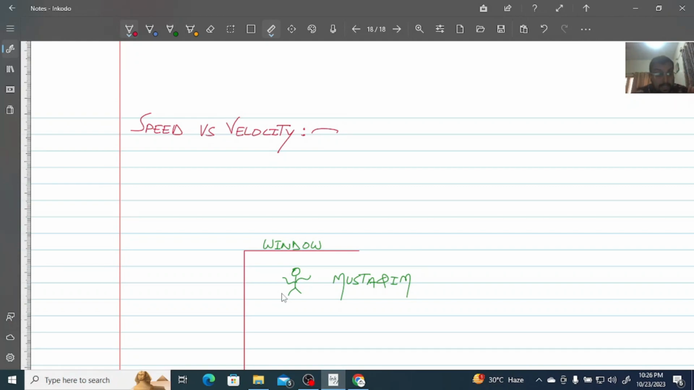Hello and welcome. The topic is speed versus velocity. So we are going to differentiate between both of them, what is the real difference between the speed and the velocity. So that is the window, and in the window we have a person, Mustaqim, and Mustaqim is enjoying the winter break in the window, and he is drinking a very good cup of coffee.